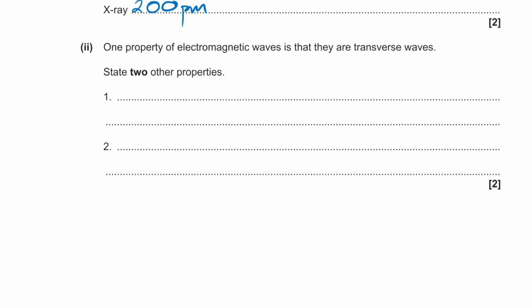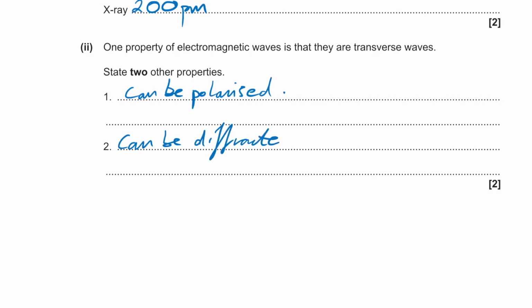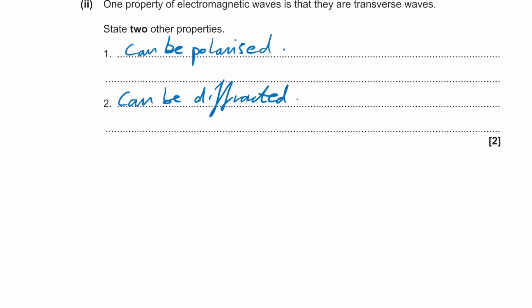State 2 other properties of transverse waves. Can be polarized if they're transverse. Longitudinal waves cannot. They can be diffracted. Yeah, I guess longitudinal waves can be as well, in a different way I'd argue, but I don't know. We could also say they travel in a vacuum as well. We could say they consist of an oscillating electric and magnetic field as well. We could say reflected, a bunch of other things we could say there.